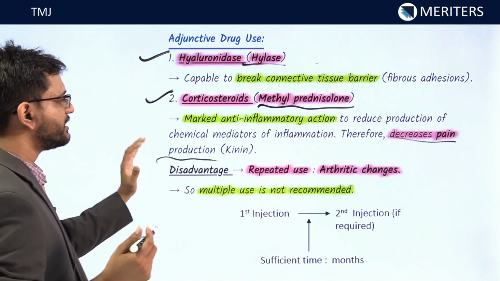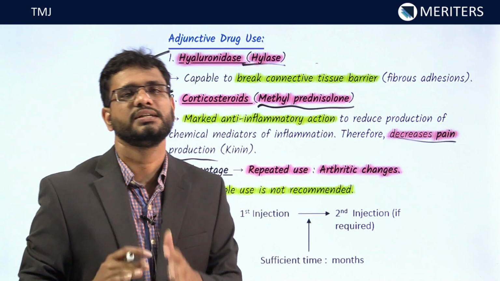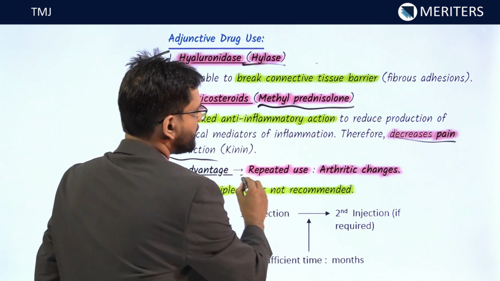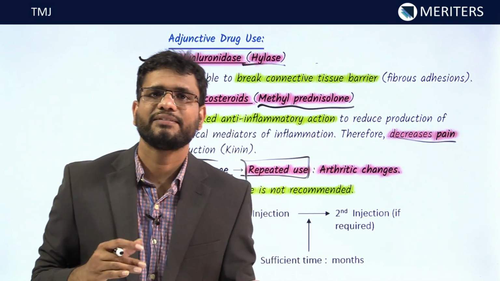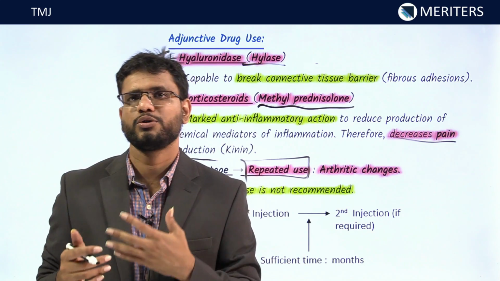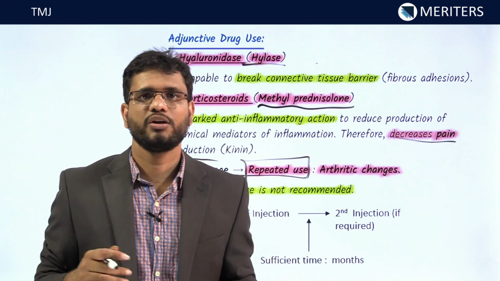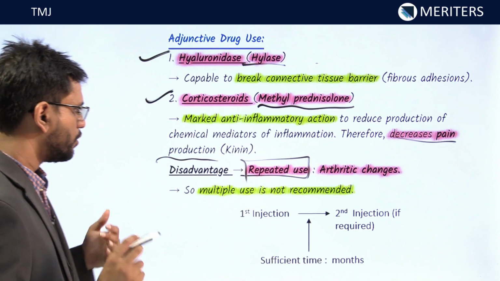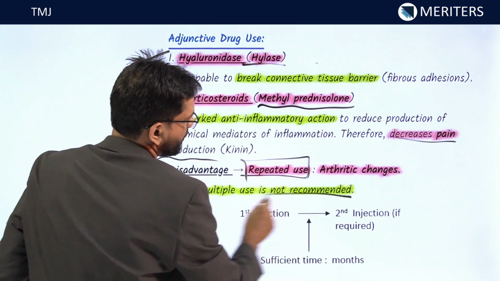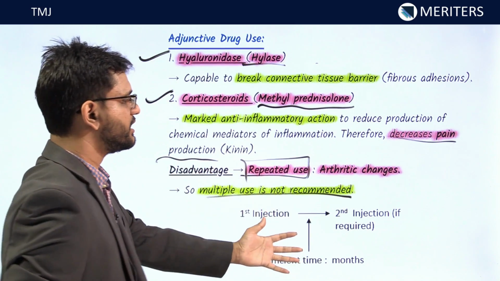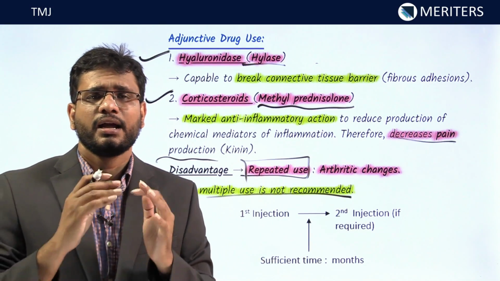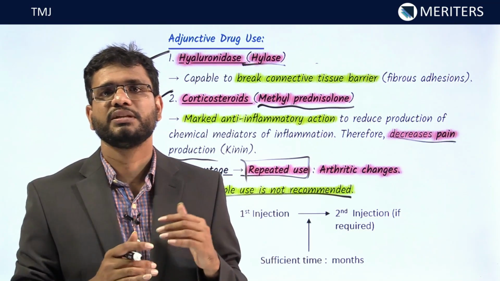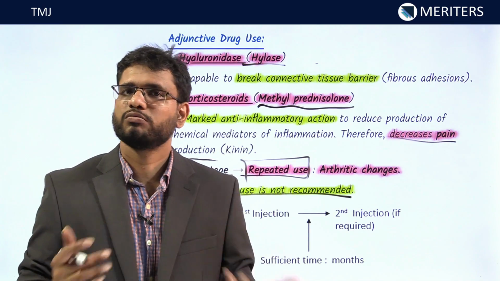Now, what are the disadvantages of this particular arthrocentesis? Actually, repeated use can lead to arthritic changes in the joint cavity. So, what are the structures that are going to be affected? Of course, your glenoid fossa and your condyle. So, multiple use is not recommended, and if a second injection or second lavage is also required, the gap between these two lavages should be of months.